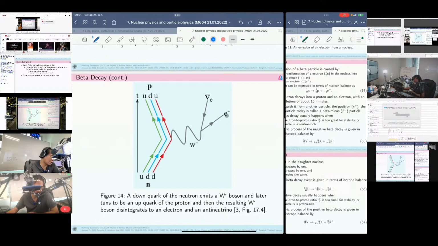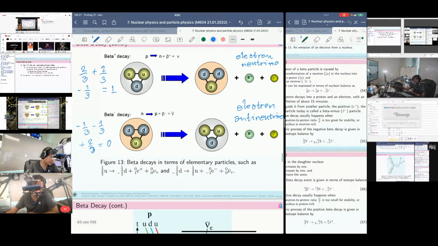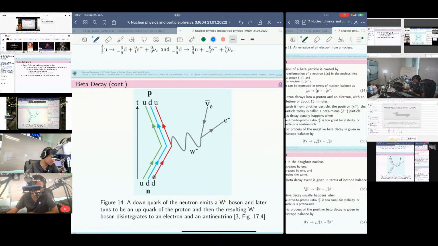At the nuclear particle scale, up quarks and down quarks just go, and one of the down quarks in the neutron, here, this is the neutron, changes itself to become an up quark. And how is that? Let's consider the red arrow here. This down quark emits a W minus boson. The down quark of the neutron emits a W minus boson, and later turns into an up quark.